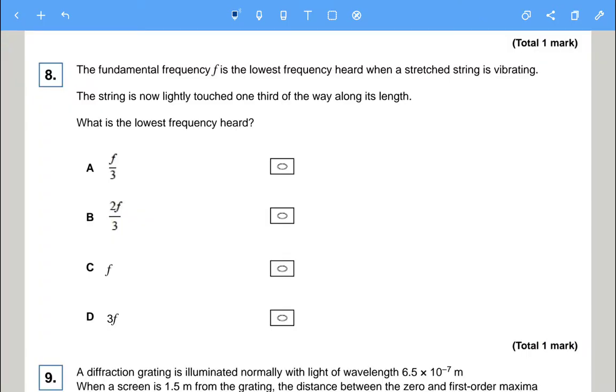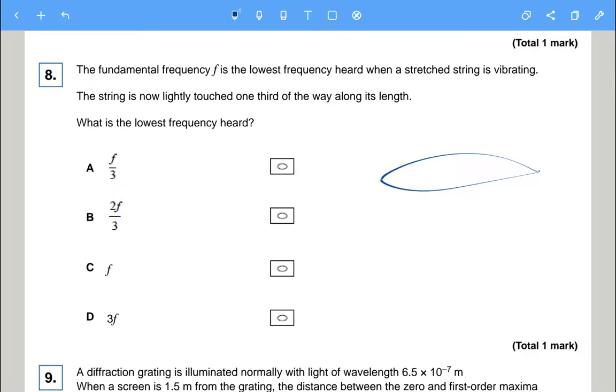Right, so number 8, the fundamental frequency f is the lowest frequency heard when a stretched string is vibrating. What happens is the string is lightly touched 1/3 of the way along its length. What is the lowest frequency heard? So what we're doing is essentially changing the length. You might have a string vibrating in its fundamental mode that looks like that, and then if you pinch it off there, you're changing it so it's that. Hopefully that makes sense.